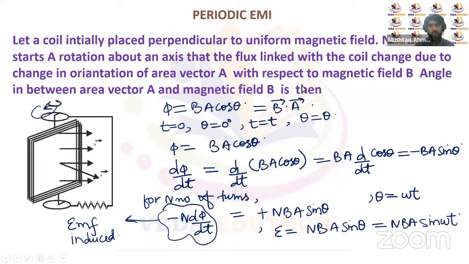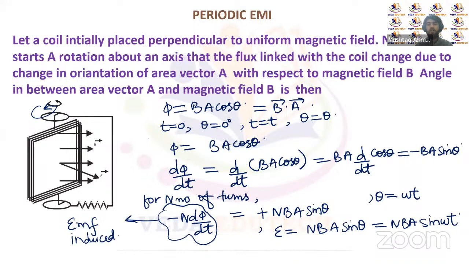You can see in the last slide, we discussed the concept of periodic EMI, that's the periodic electromagnetic induction, right? Here we had a coil with N number of turns, and there was an external magnetic field. In the presence of that external magnetic field, the coil was rotating with a constant angular speed, omega. And we calculated the EMF induced in the coil. The result we got was NBA sine of omega t, where omega is the frequency of rotation of this circular coil.